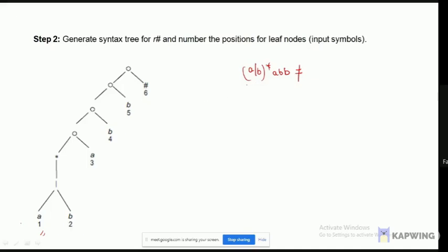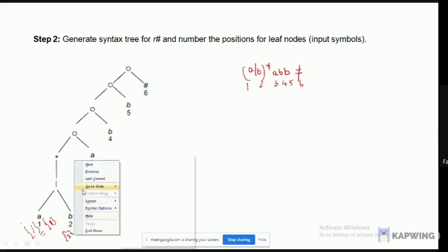What is first position of 1? Here all symbols are numbered 1, 2, 3, 4, 5, and the last one is 6. What is first position of 1? 1. What is last position of 1? 1. First position of 2, B? Same, B, right? What is last position of B? The same, B2, right?